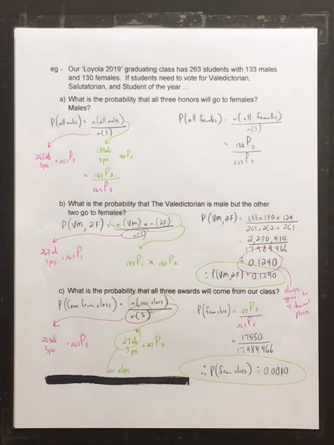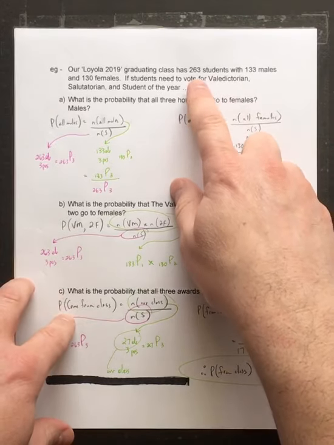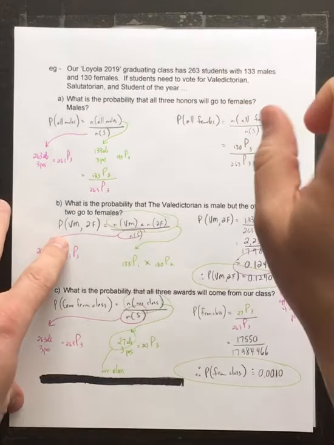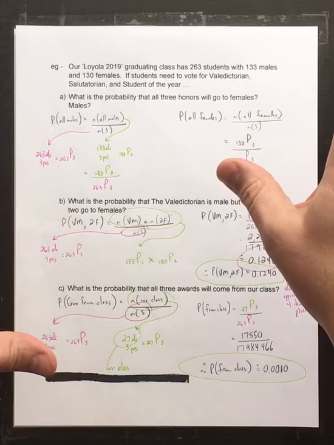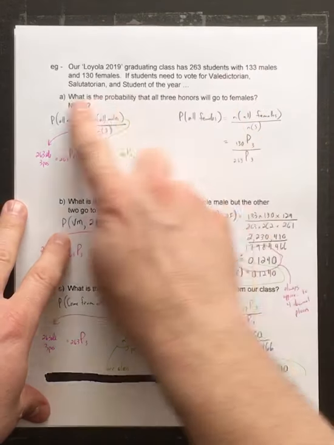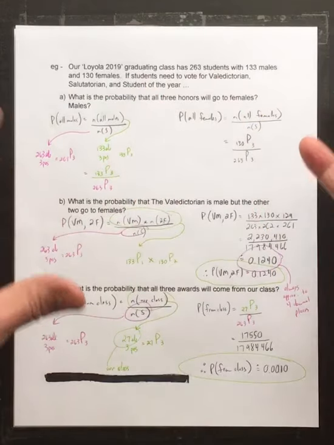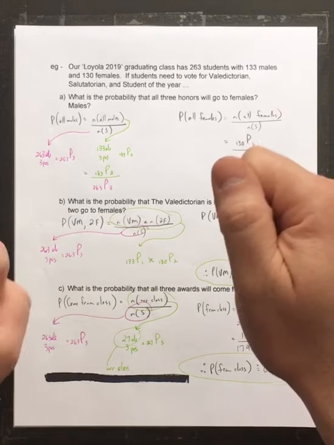If students need to vote for valedictorian, salutatorian, and student of the year, or any particular fashion, again, I'm choosing a group of 3 from this large amount of males and females, or whatever it may be. However, we do have this situation where they each have a position once they're chosen. So it's not a combination, it's a permutation. Okay, so I know I'm dealing with permutations.